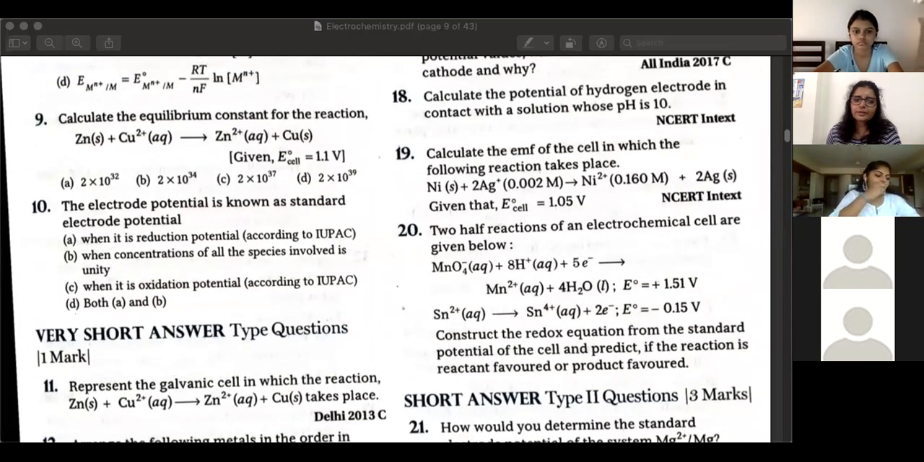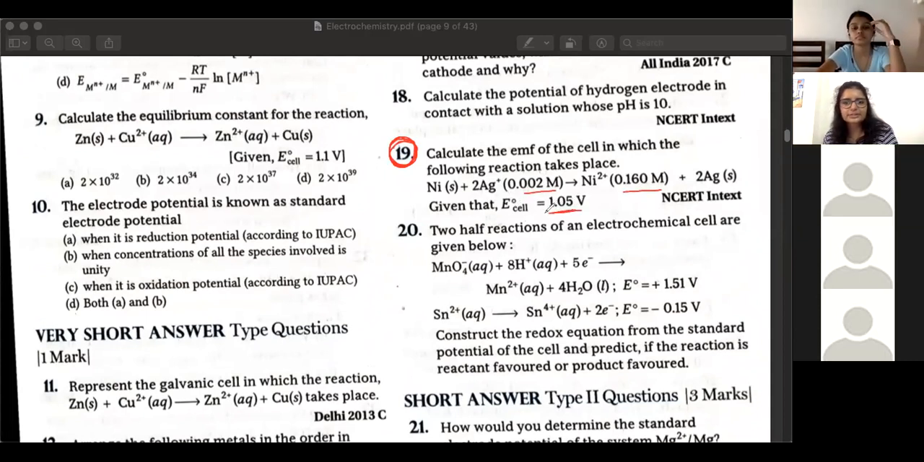Okay, question number 19. Calculate the EMF of the cell in which the following reaction takes place. You're given the reaction, and you can see you're given the concentrations also here. And you're given E naught cell, the standard value. So given concentrations, the reaction, and E naught, what would you use to calculate the EMF of the cell?